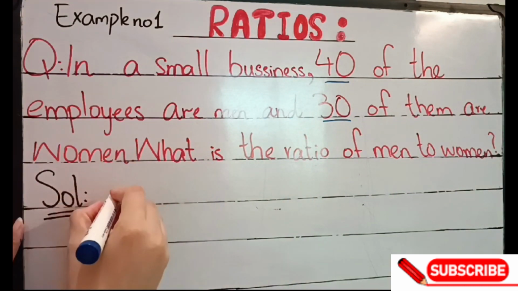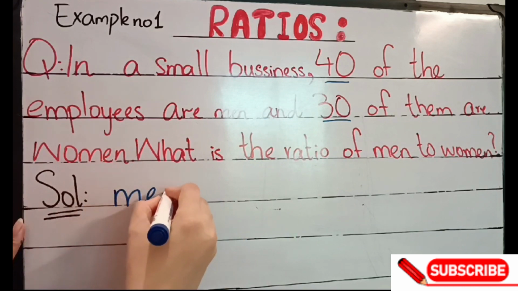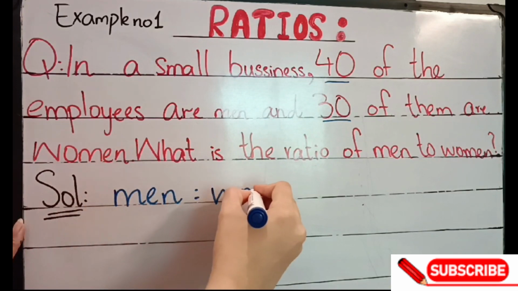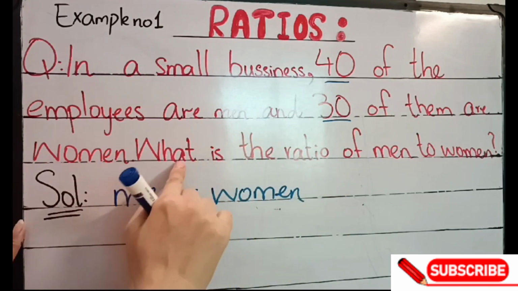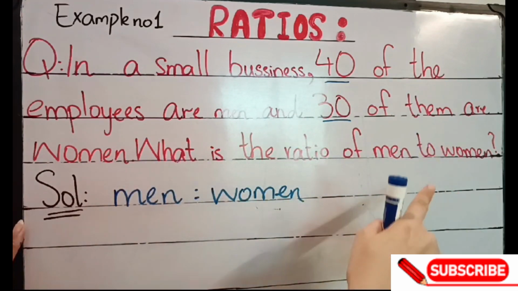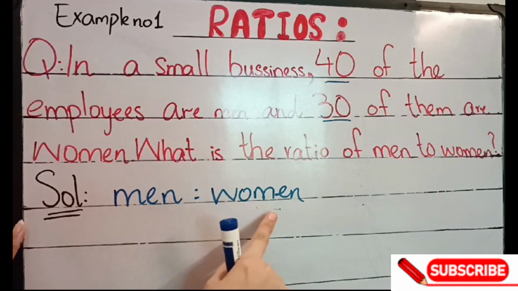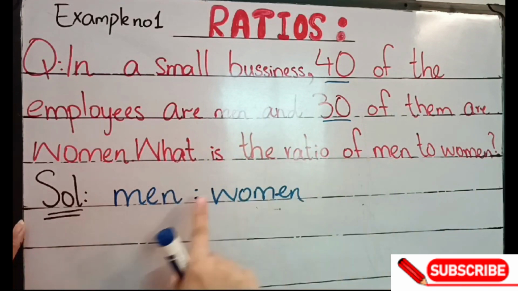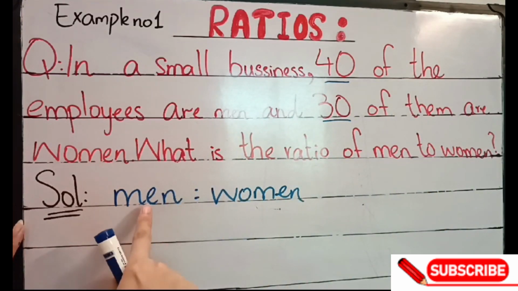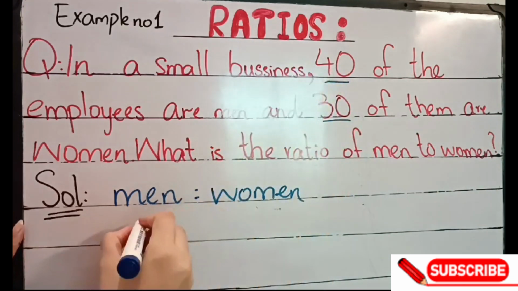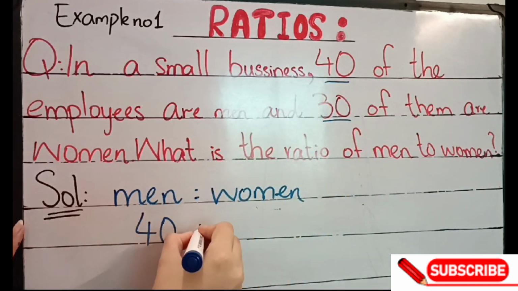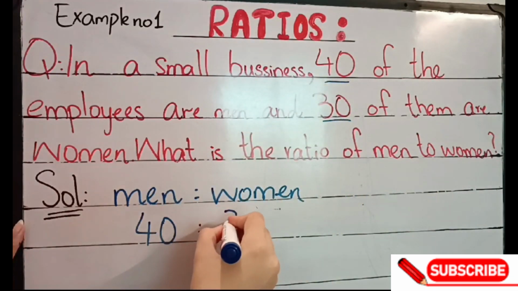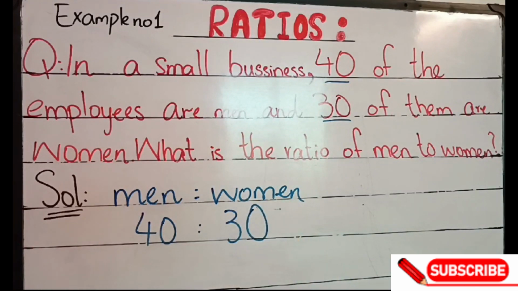So how are we going to write? First of all, we will write men is to women. Look, it's written: what is the ratio of men to women. You cannot write women to men, it will be wrong. If they have given you the ratio in this way, men comes first and women after that. So you have to write it in this way. Now write the number of men, that is 40, to how many women are there? 30. Now this is the ratio of men to women.